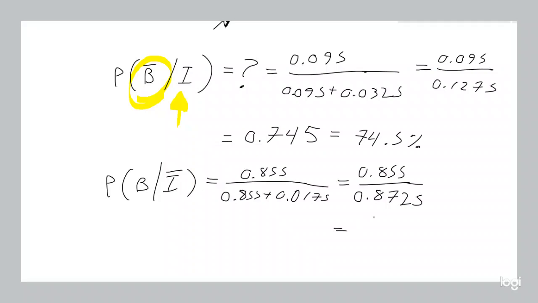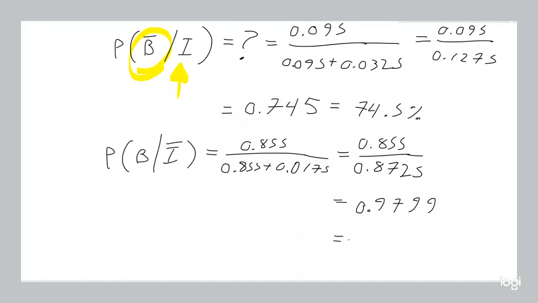And what we get as a result is 0.9799. If we go to two decimal places, 0.98 or 98%. So given that someone did not receive an injury after a serious accident, the probability that they were wearing a seatbelt is 0.98 or 98%.